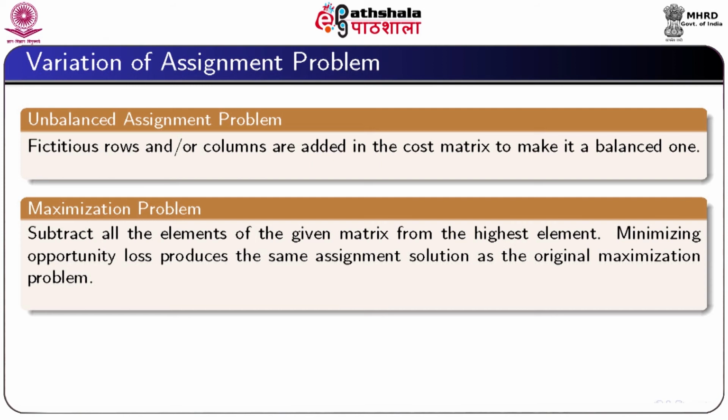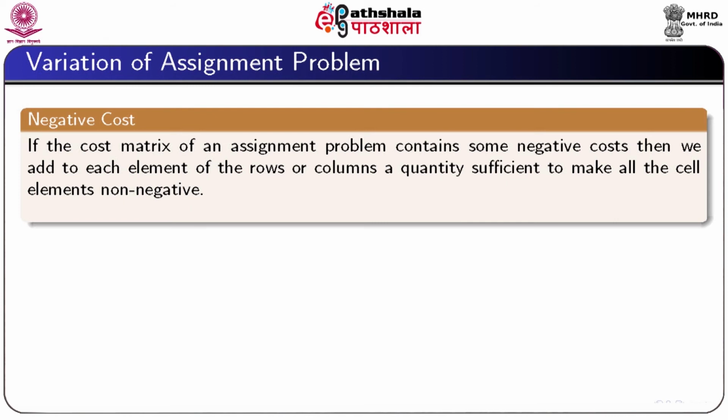Similarly, for a maximization problem, we subtract all the elements of the given matrix from the highest element, and then the given maximization problem can be reduced to a minimization problem, and minimizing opportunity cost produces the same assignment solution as the original one. If the cost matrix of an assignment problem contains some negative costs, then we add to each element of the rows or columns a quantity sufficient to make all the cost elements non-negative.